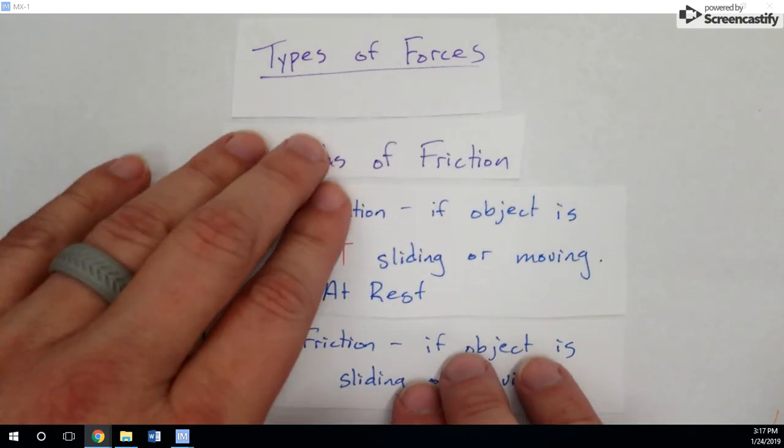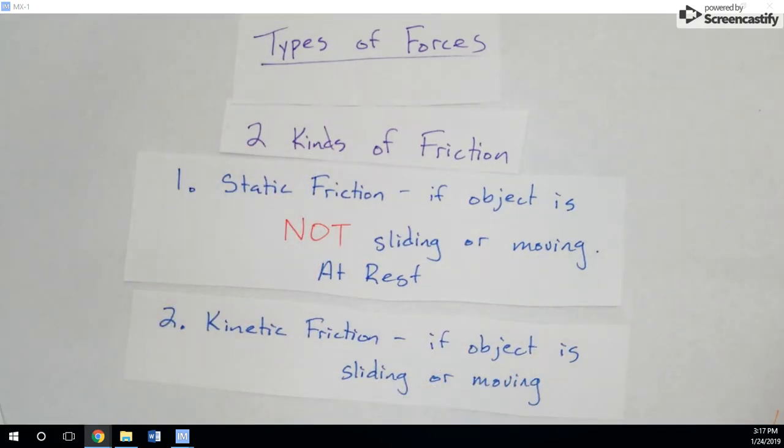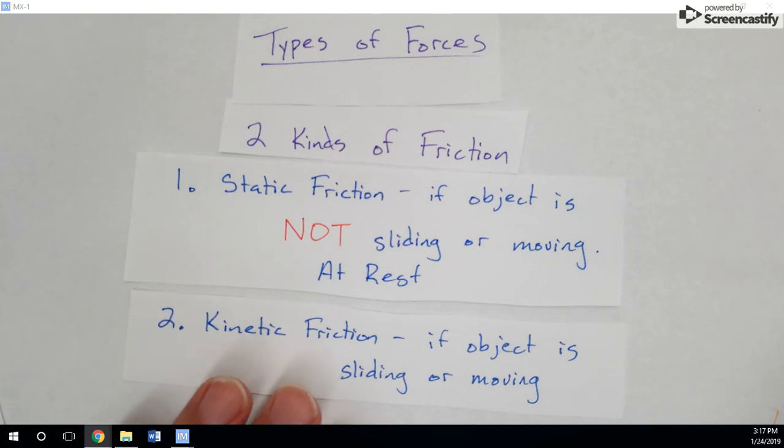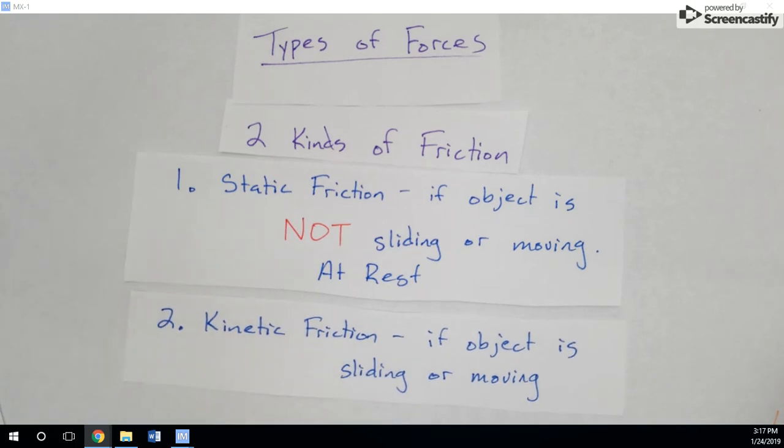The second kind is kinetic friction. We use kinetic friction if the objects are moving or sliding. So this is the kind that you're probably used to because you can see it when things slow down. If you roll a ball across the floor, the ball doesn't roll forever because kinetic friction is slowing it down.